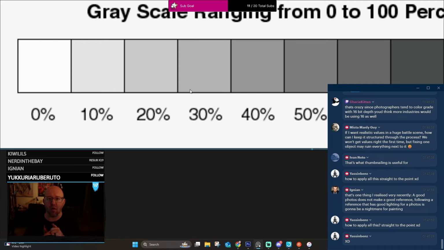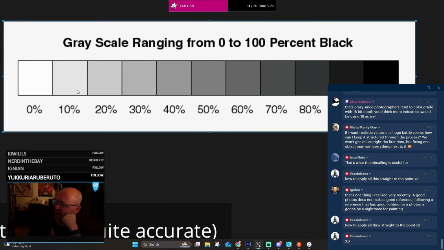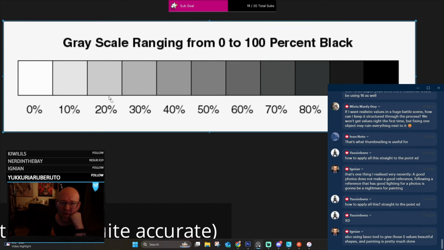Just pure black and white, who cares? 5 values. You can do 10 values, but if you're getting in the weeds, the way I have been working in values, probably the past year or so, and you guys have probably noticed it, whenever I'm making a painting, I just tell myself, okay, I'll do the 10 and 20 and 30 for highlights. I'll do 60 and 70 for my midtones, and then 90 and 100 for my shadows. That's it. And then I can play all day.